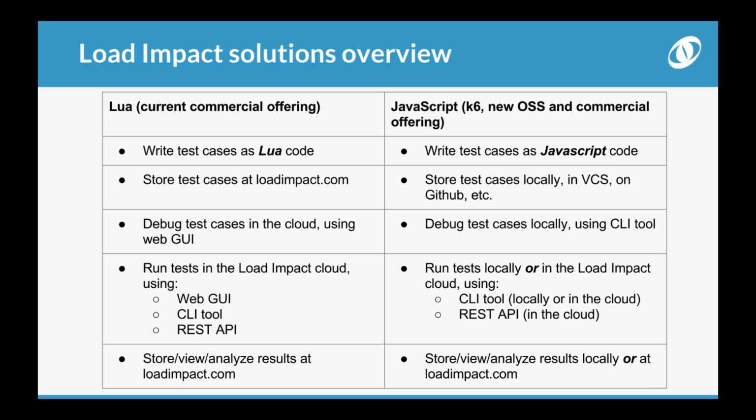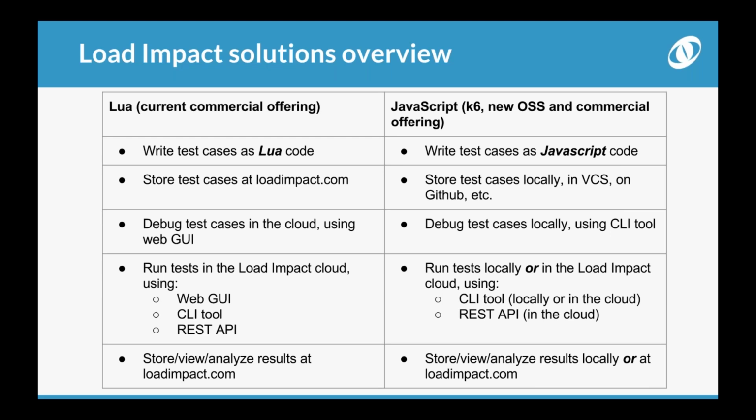Now if we compare that to the JavaScript-based K6 tool, in K6 you write your test cases in JavaScript instead. You would store your test cases locally, or preferably in a version control system, for example in Git or on GitHub. Then the entire edit, test, debug cycle is done locally, so you can use your favorite editor to create your tests.